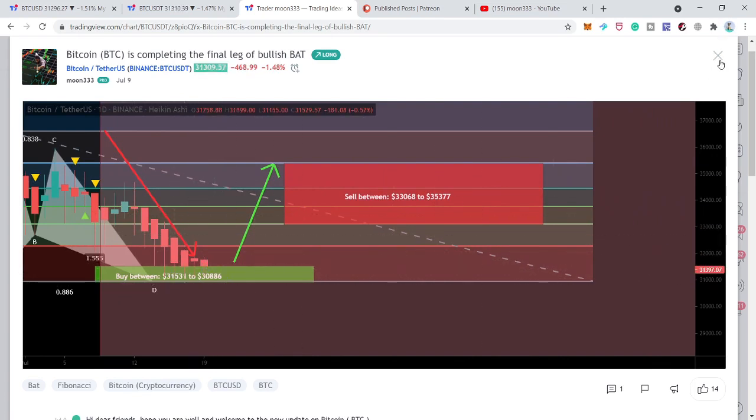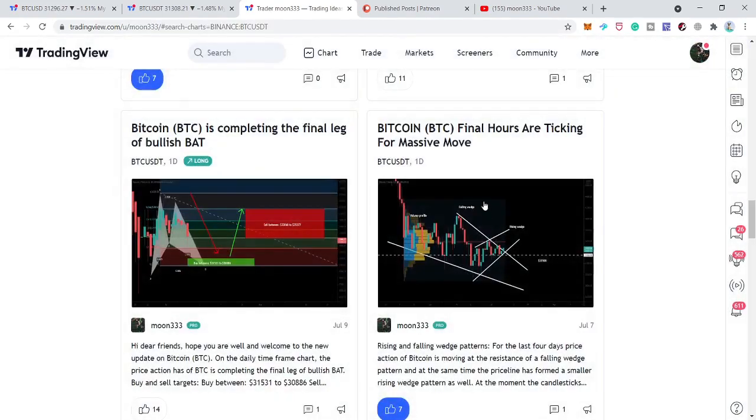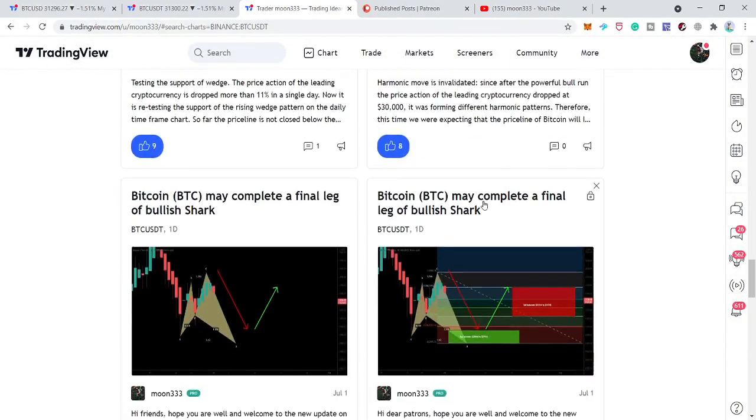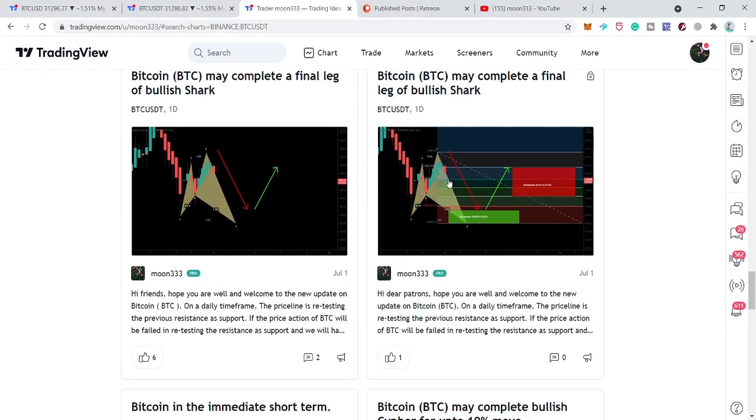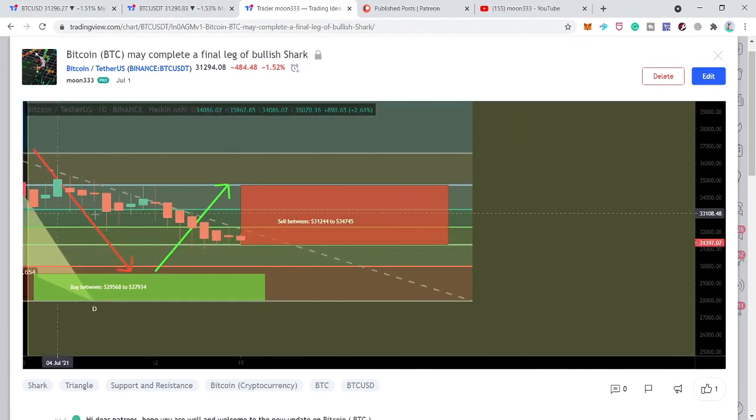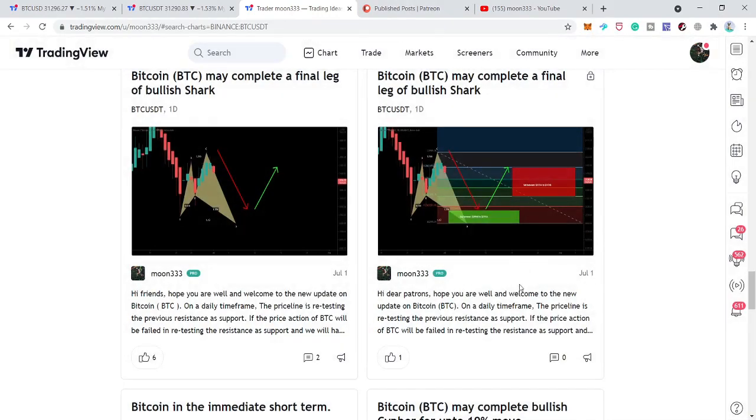And even before this bullish bat, we have seen so many previous harmonic moves that Bitcoin has been forming. Let me show you those moves as well. Previously, I was expecting this bullish move, but this leg is not completed, and it is quite invalidated so far. So we should emphasize the current bullish bat move.